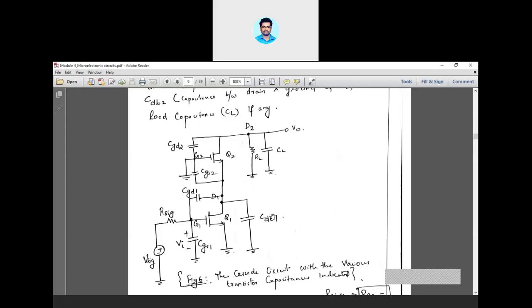But while considering the body effect, we will not be able to connect this body always to the source. So we have to connect this body to ground. So in between the drain and body, there exists another capacitance which is known as CDB1, which should be taken into account while considering the frequency response.